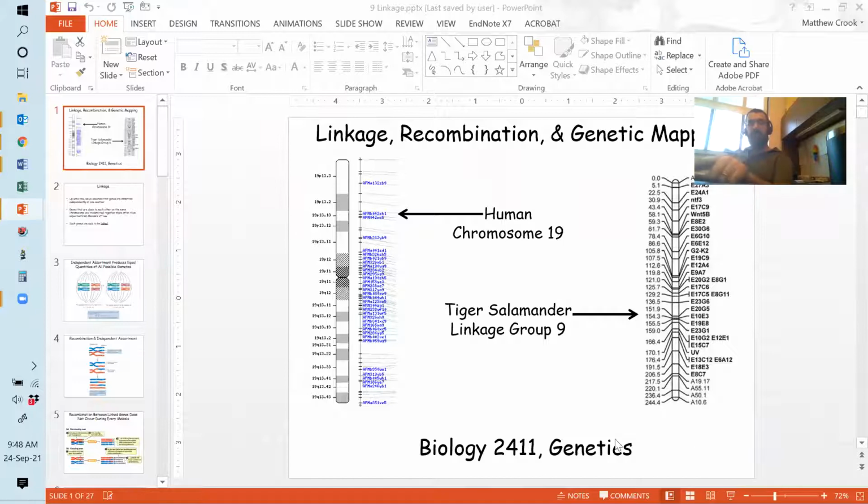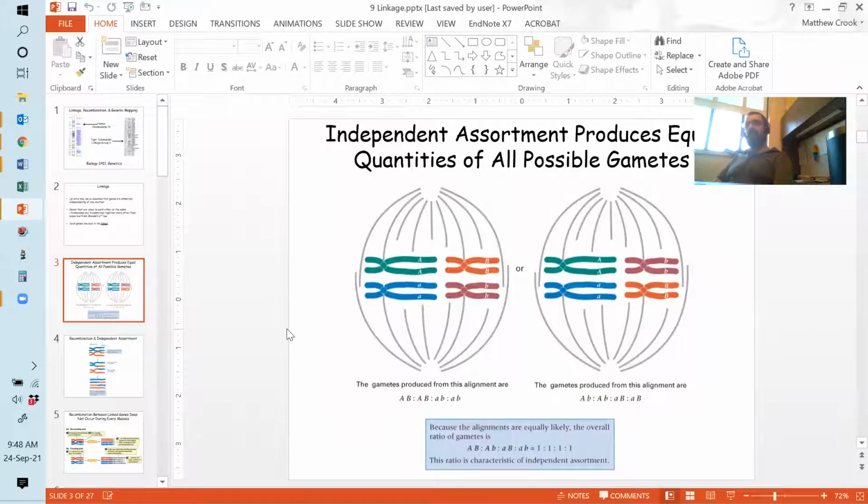So we've been dealing with this classic Mendelian viewpoint where the two different genes that we're interested in are on different chromosomes. Those chromosomes are sorted independently. You'll always get an equal quantity of all the possible gametes, right? However many different genes you're looking at, they all act independently, so you will get an equal number of each of them.